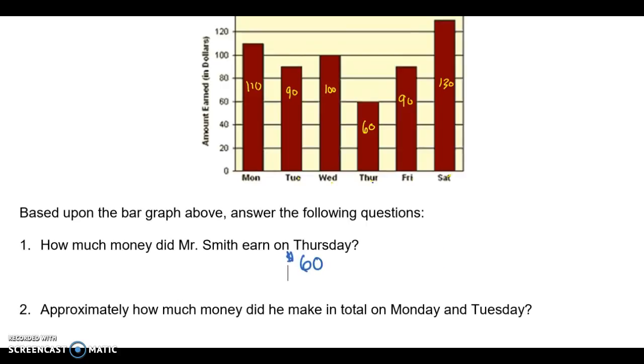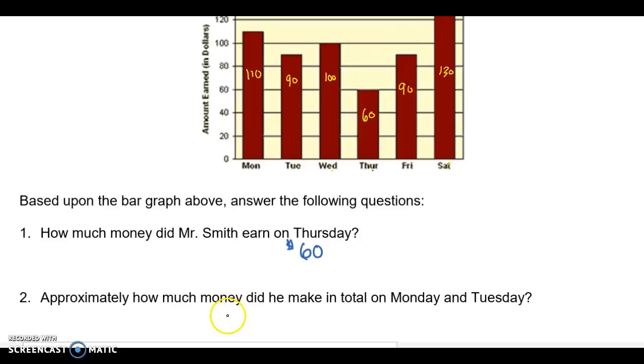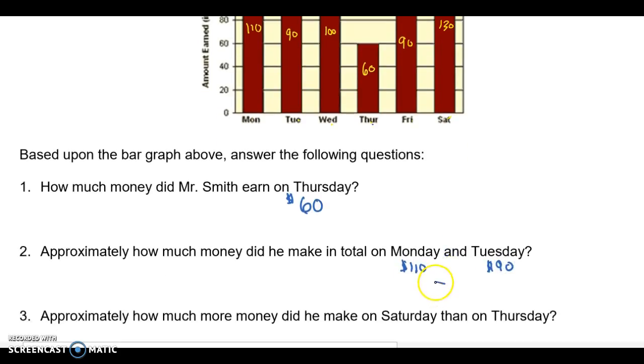Approximately how much money did he make in total on Monday and Tuesday together? So Monday we know is 110. Tuesday we said was 90. So together, I add these up, he made about $200 in those 2 days.